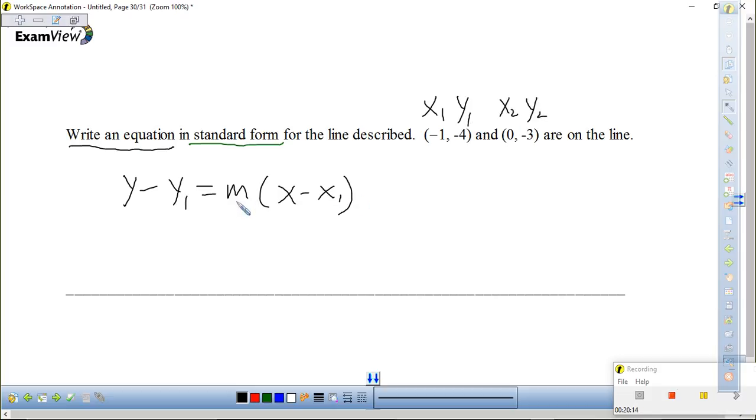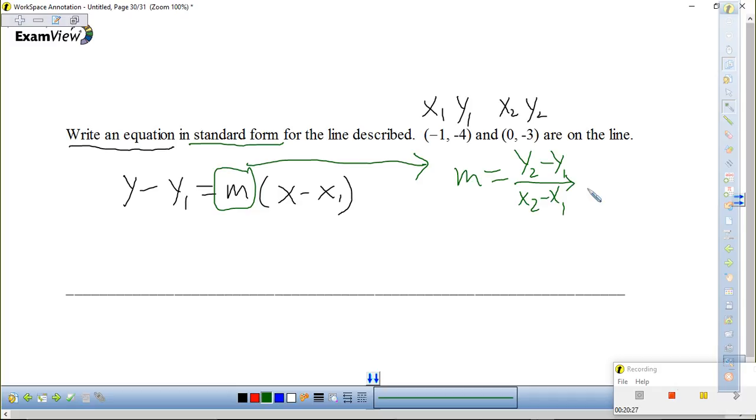Do we have a slope? No, so guess what we need to do? Find the slope first. m equals y sub 2 minus y sub 1 over x sub 2 minus x sub 1, minus and minus. So let's see. What is y sub 2? That's negative 3. What is y sub 1? That's negative 4.